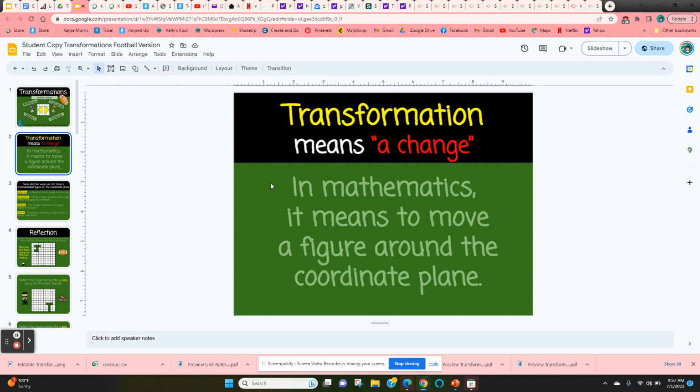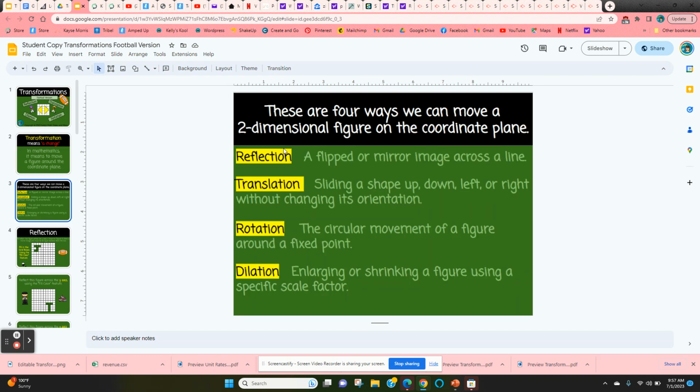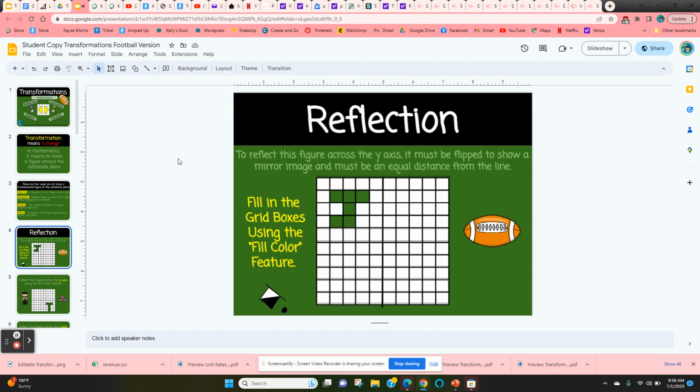It starts out with just a definition of what transformation means, and then the definitions of the 4 transformations we're going to see in this lesson. So students can refer back to slide 3 if they need to. And we're going to start with reflection.